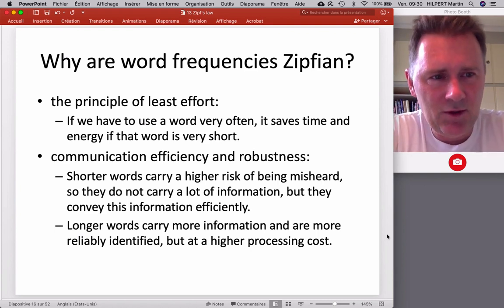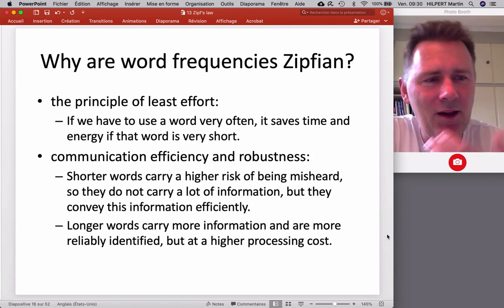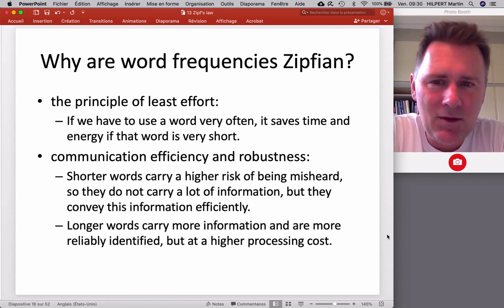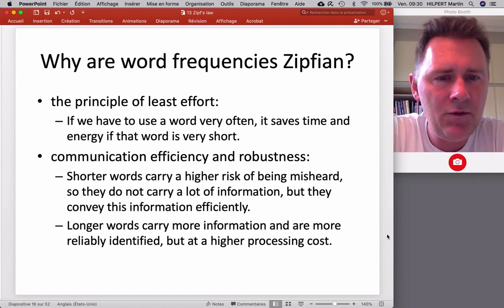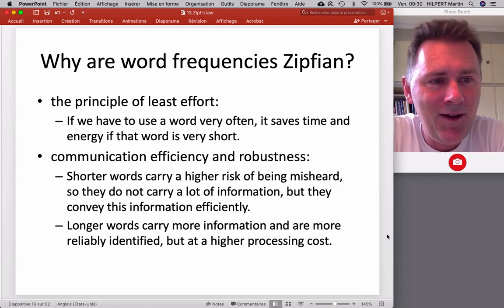Well, Zipf actually explained it in terms of laziness. Yeah? We as human beings, we're lazy. We try to get away with as little work as possible if we can. So this is the principle of least effort. And think about it, if we have to use a word very often, it saves time and energy if that word is very short. So just imagine every time we would have to use the determiner "the," and instead of one syllable, we would have to pronounce four syllables. Yeah? It would cut a chunk of time out of our day, and that would not be very functional.